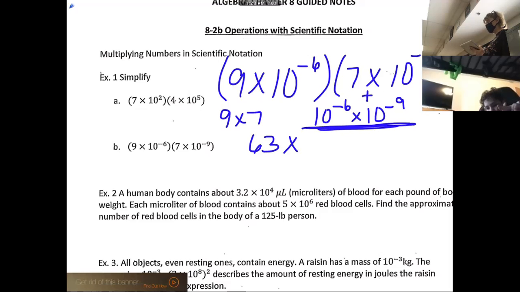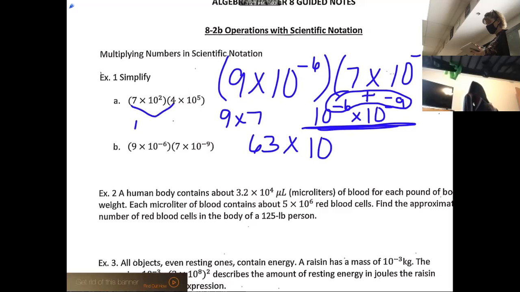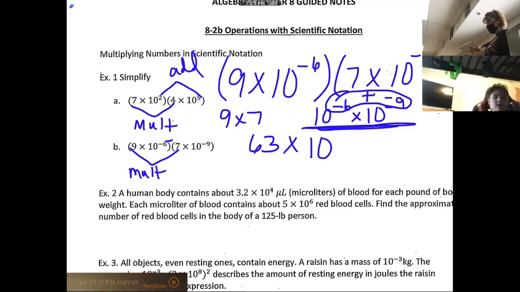We're going to add them together. We're going to add the powers together. So negative 6 plus negative 9. All right, so you guys, these two we multiply. These two we add. These two we multiply. These two we add. So it's negative 6 and negative 9. So we get negative 15, but I can't leave it like this.